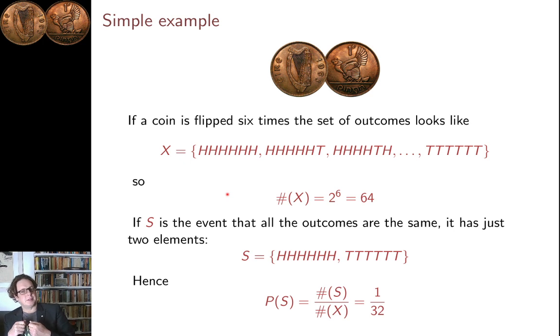Now, we wanted to know the probability that all the flips turned out the same. There's 2 sequences that correspond to that: H, H, H, H, H, H, and T, T, T, T, T, T. That means the cardinality of the event that we're interested in is 2. The cardinality of the total sample space is 64. 2 over 64 is 1 over 32. So that's a simple case where we worked out a probability by counting the cardinality of the event that we're interested in and counting the cardinality of the sample space.